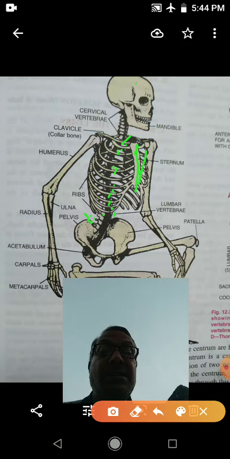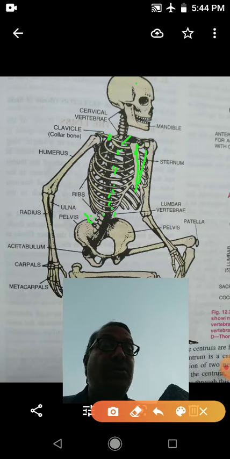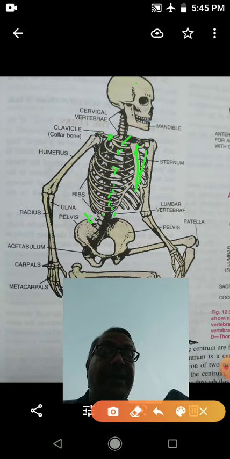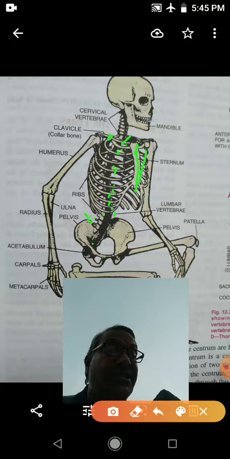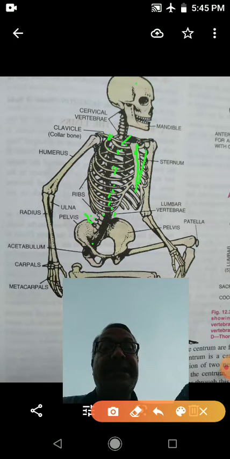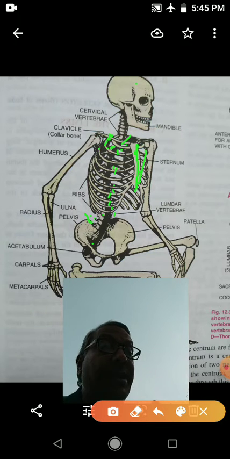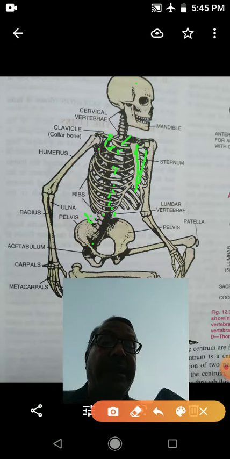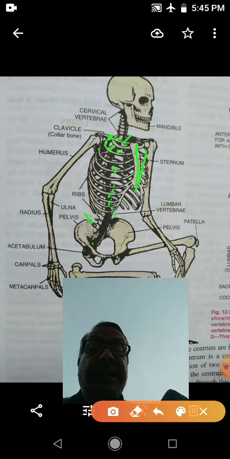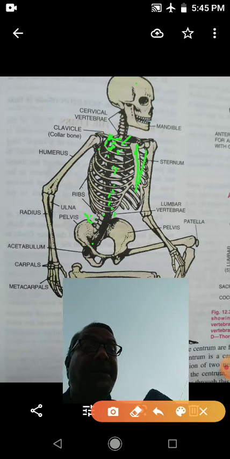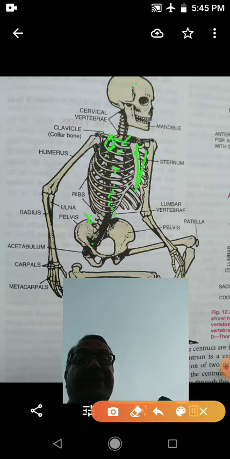There are 2 girdles. One is pectoral girdle, that is also known as shoulder girdle, and the other is hip girdle or pelvic girdle. So shoulder girdle consists of 2 triangular bones. On the back side, when you are moving your hand, then triangular bones are present. Those triangular bones are called scapula. And this is the clavicle, that is the collar bone. In the scapula, a cavity is present. That cavity is known as glenoid cavity.